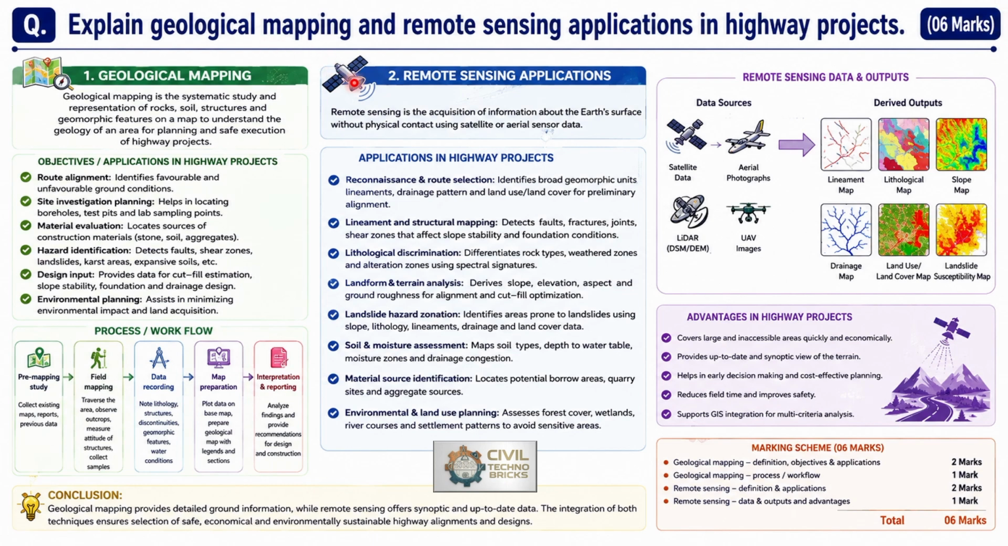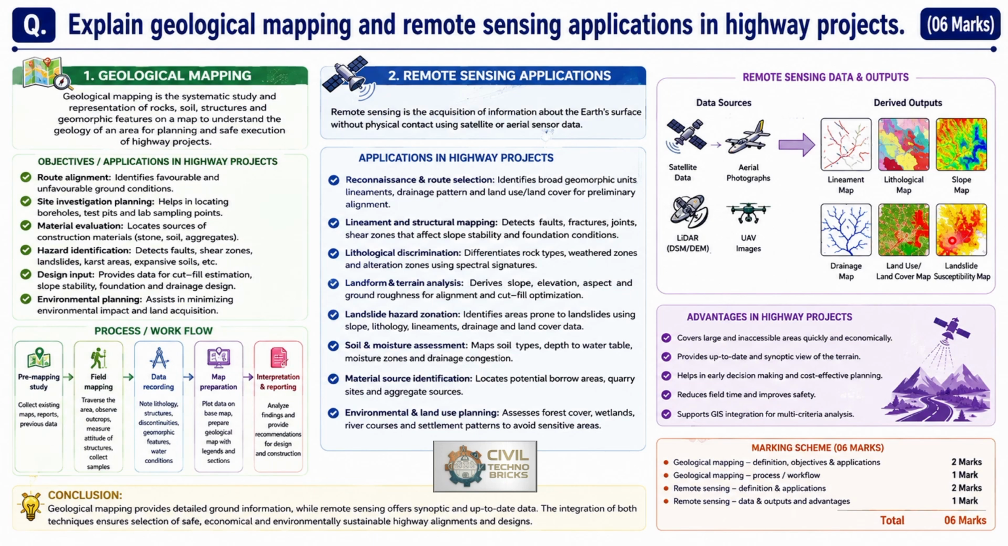Next, most important from the exam point of view, the 6 marks question related to the application point of view in highway projects. Explain geological mapping and remote sensing applications in highway projects. This is also an application oriented question. Here two parts, geological mapping and the remote sensing applications. Here the remote sensing data and its output are based on some sources or platforms of data collection. With reference to that, we get the outputs in layer by layer structures in models like digital elevation model, surface model, terrain model, or we can use it for land use land cover mapping and urban sprawl management also.